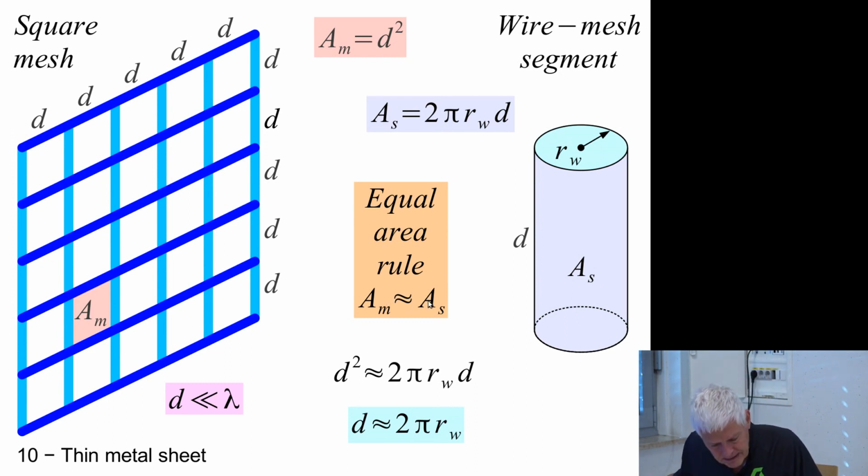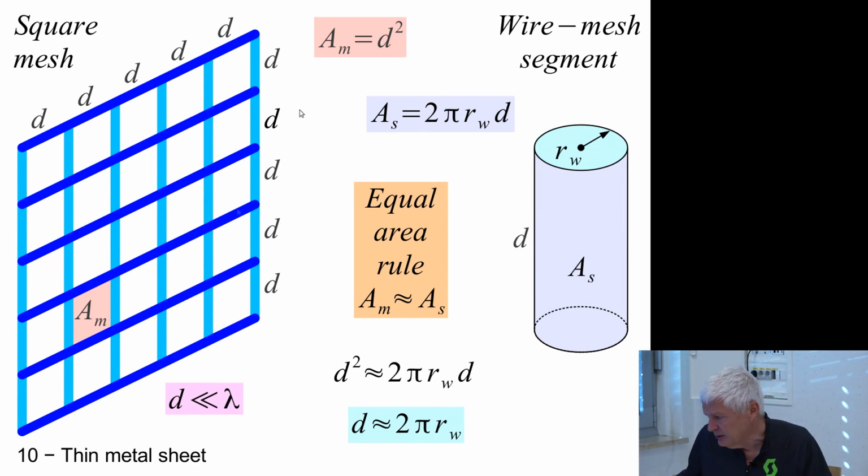This brings up the most accurate simulation. And this does not only apply to electromagnetic simulation, it also applies to mechanical simulation, hydrodynamic simulation, whatever you want. The trick is the equal area rule. It does not only apply in electrodynamics. So this wire mesh segment should have exactly the same outside area, this AS, as the opening in the mesh. Then we have the best possible simulation.